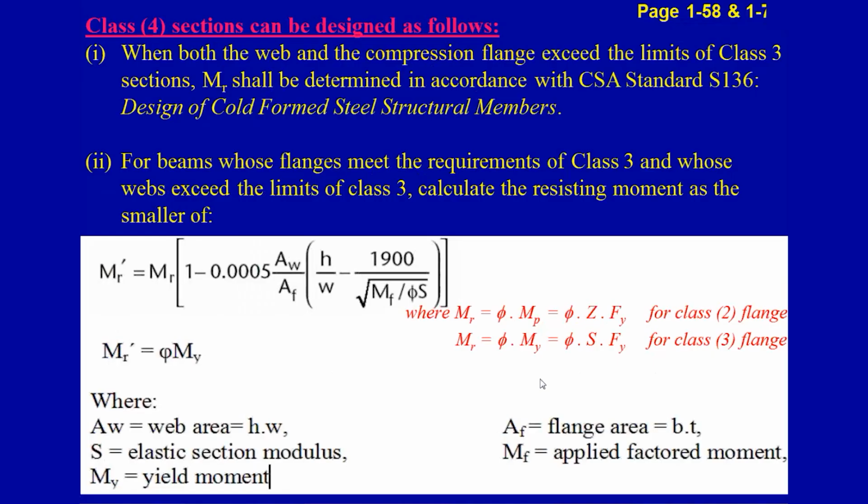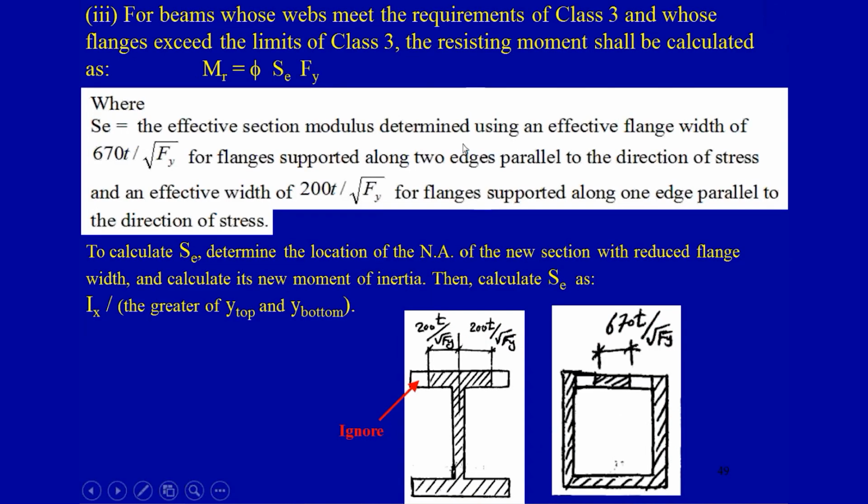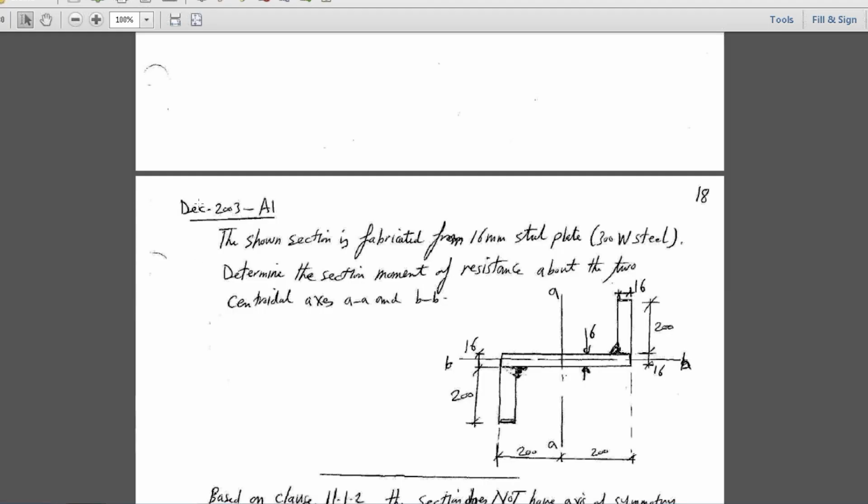But what about that case here? You remember when I told you if the web is class 4, but the flange can be class 2 or 3. So basically, calculate the resisting moment as if it is class 2 or 3 here, then multiply by the reduction factor. Also, if the flange doesn't meet the criteria for class 3, so it is class 4: if the flange is supported from two sides, reduce its width to be 600 t over the square root of Fy, 45. If the flange is free from one side and supported at the other side, here you take 200 t over 35. Did we find this in the exam?